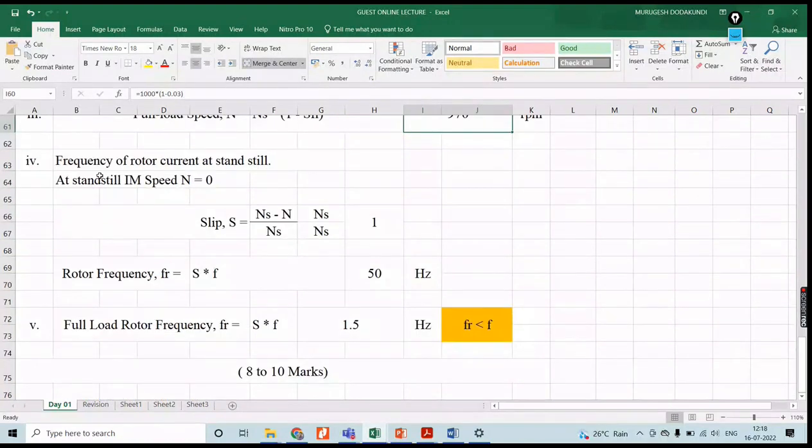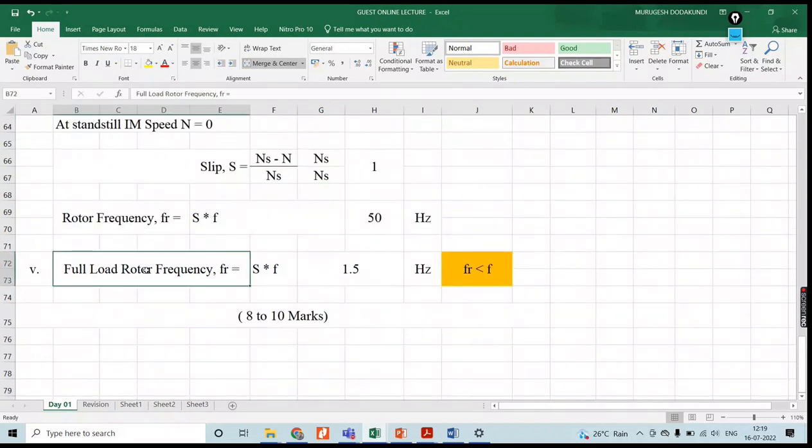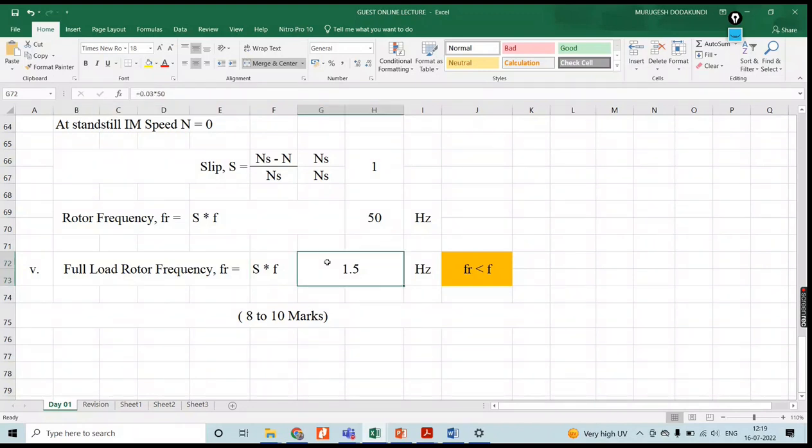Then at standstill, the motor is not rotating, N is equal to 0. Then what is the slip? Slip is equal to 1. Rotor frequency Fr is equal to S into F, so what is the frequency? 50 Hz. The same frequency will be present. Then the full load rotor frequency: Fr is equal to S into F. The value of the slip at full load is 0.03. 0.03 into 50 is 1.5 Hz. The rotor frequency is always less than the supply frequency.